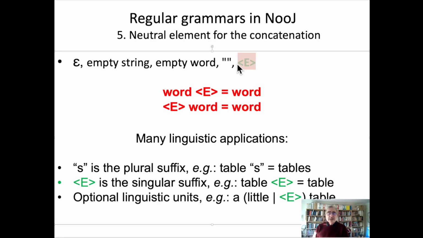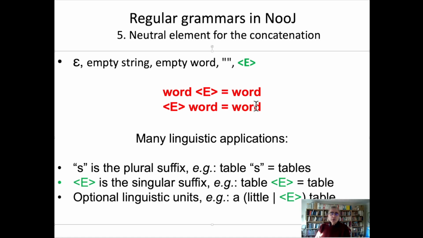It means that if you take any word and you say that the word is followed by epsilon, by the empty word, the result is the word. So basically an empty word means it doesn't add anything. Epsilon is the empty suffix. And it's also neutral to the left, so epsilon, the neutral element, the empty string, followed by a word, is the same as the word. So there are many linguistic applications about the neutral element, the empty word.